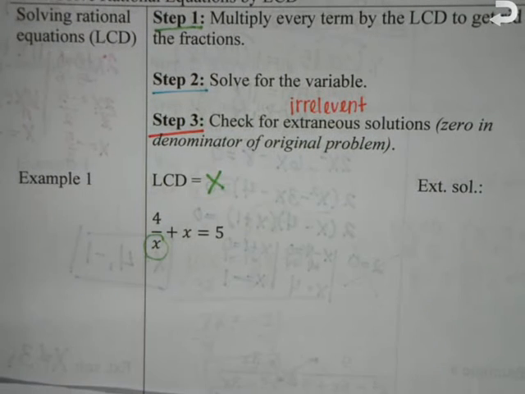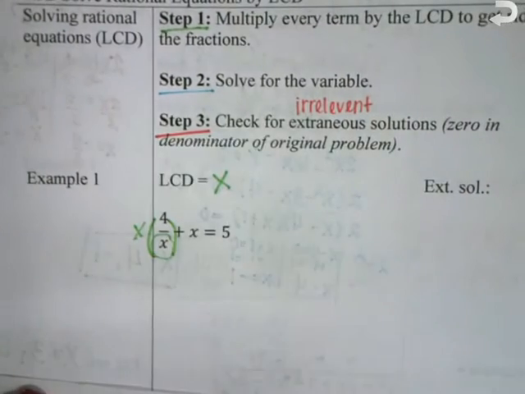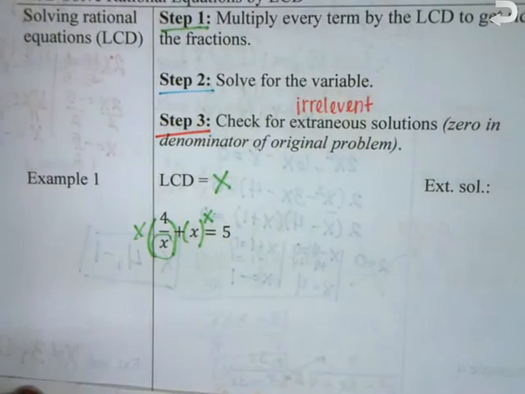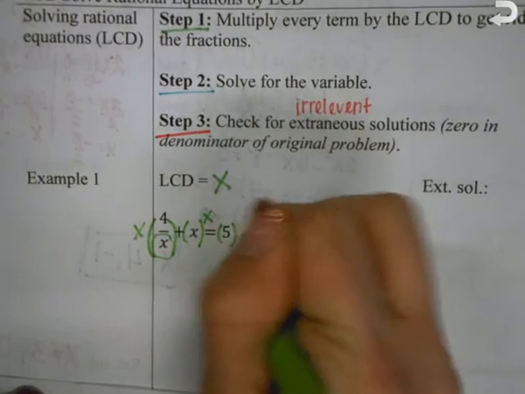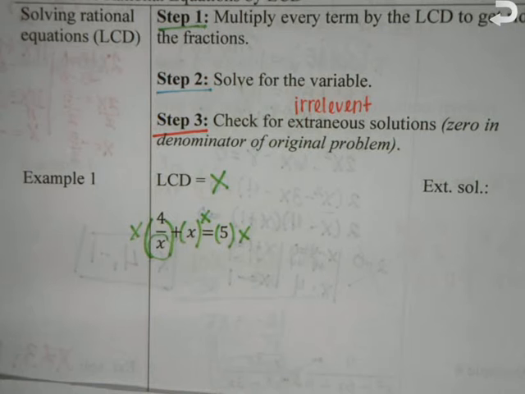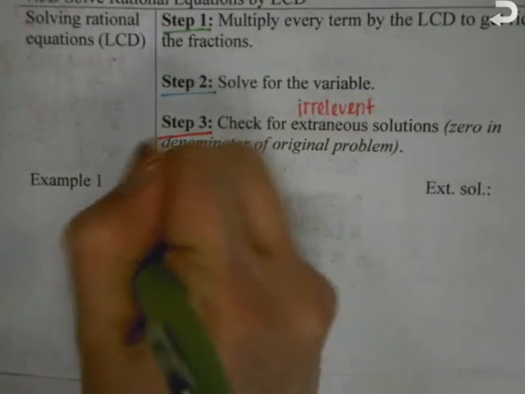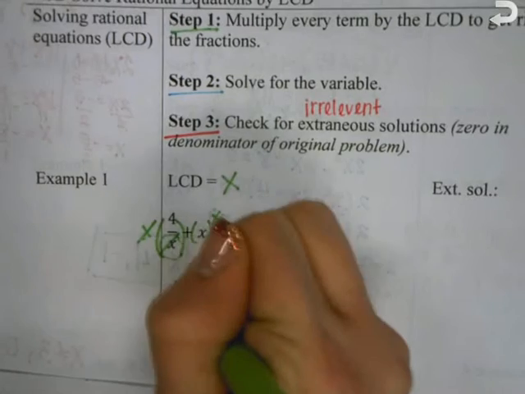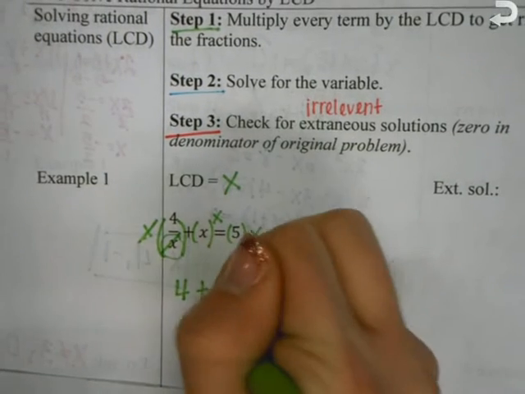So what we're going to do is we're going to multiply every single term by the LCD. So we're going to multiply 4 over x by x. We're going to multiply x by x. And we're going to multiply 5 by x. What property am I actually doing? Distributive. Good. Okay. So these x's are going to cancel. And we will be left with 4 plus x times x, x squared equals 5x.